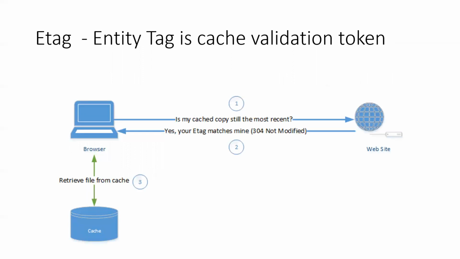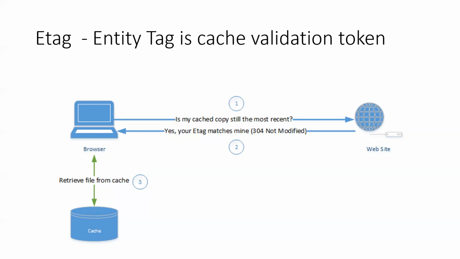What is this ETag? ETag is nothing but an entity tag, which is a cache validation token. It is a string: if we request a file, the web server would send a response with an ETag string, which contains a hash value. Now, for the subsequent calls, the browser will ask the web server, is the hash the same?